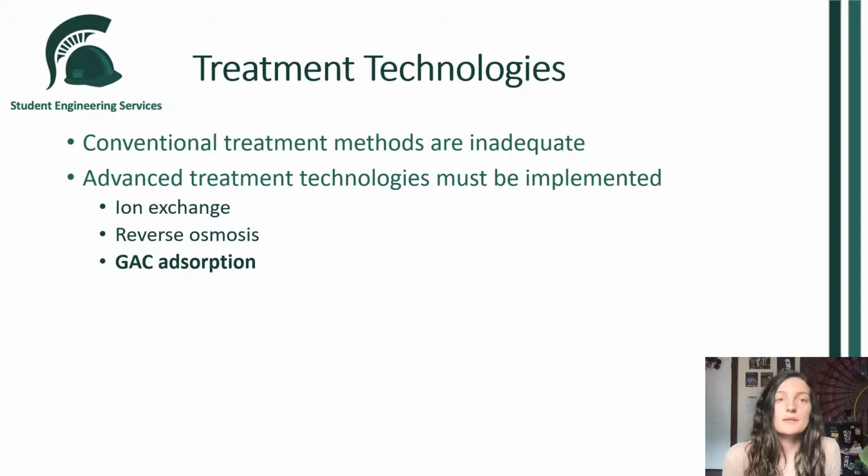Many studies have previously been completed that prove conventional treatment methods such as coagulation, oxidation, UV radiation, and disinfection are not adequate for the removal of PFAS due to their complicated chemical makeup. Instead, advanced treatment technologies must be implemented, and some of these include ion exchange, reverse osmosis, and GAC adsorption. GAC adsorption will be the treatment technology utilized to control PFAS contamination at the selected site in Michigan.